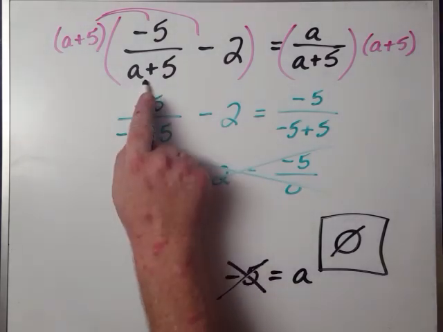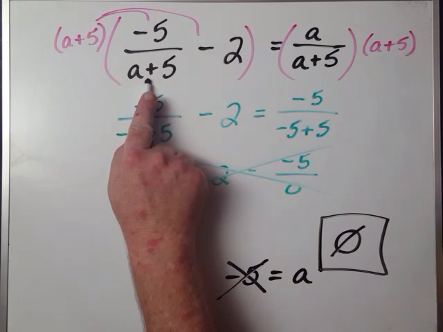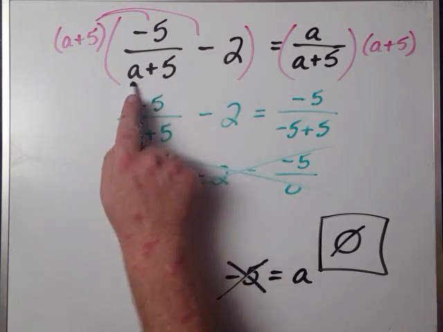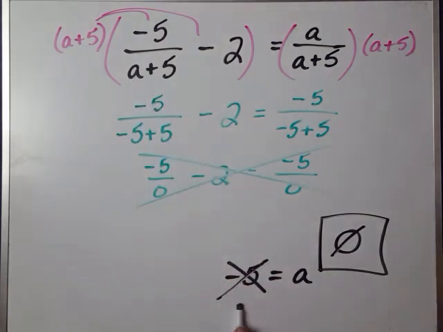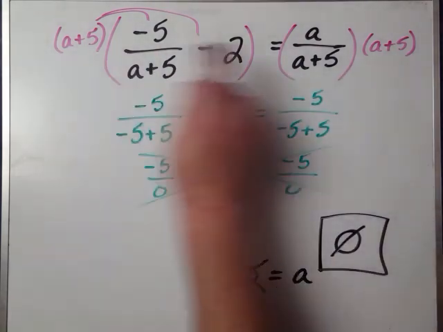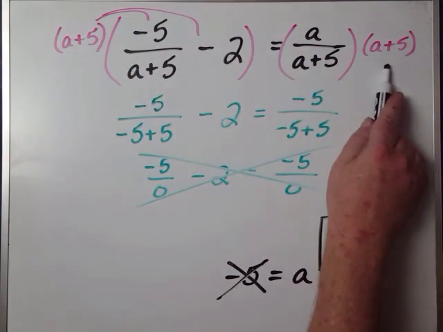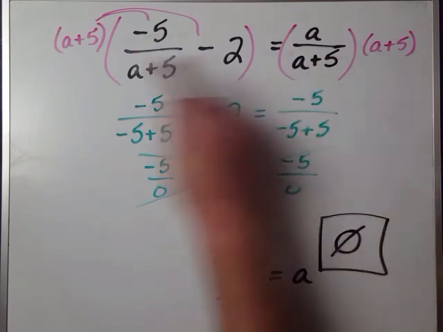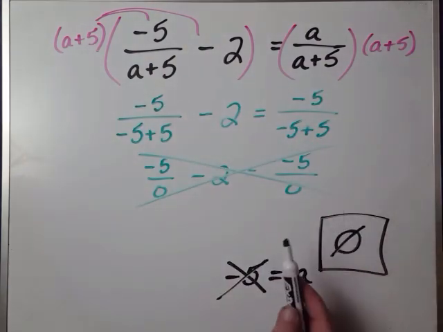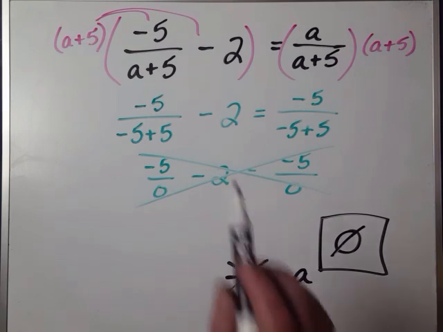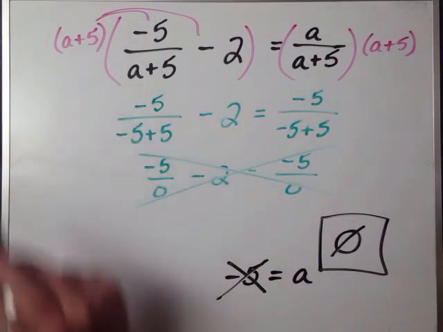And obviously, what's going to make this first rational expression undefined? When a is negative 5. Also, when a is negative 5, what did I end up multiplying on both sides of my equation? Again, I multiplied both sides by 0 and never knew it. That's why we have to check these, because we're multiplying by variable expressions.